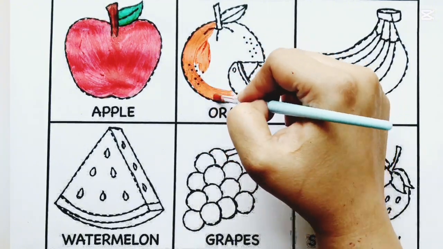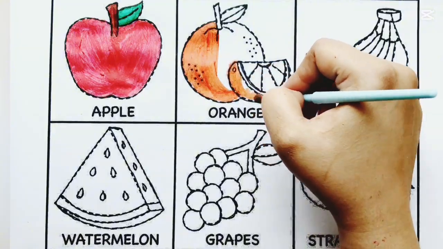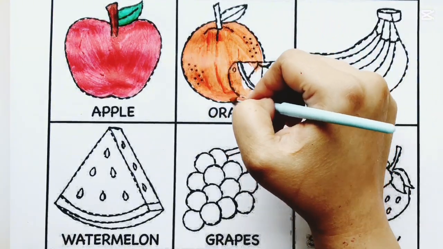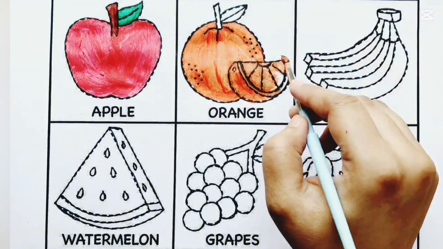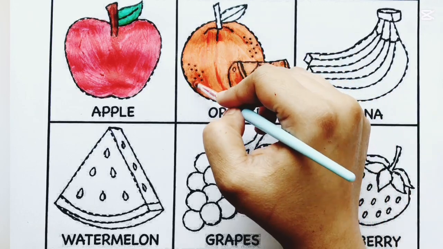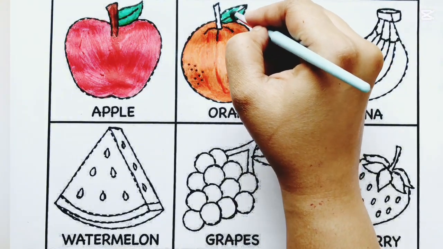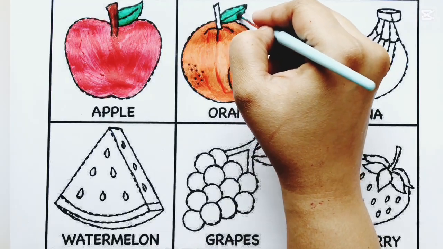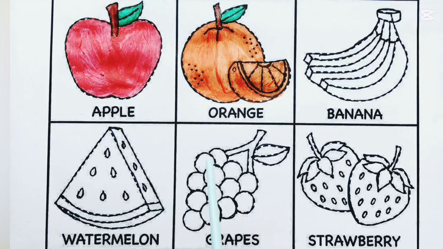Orange color. O for orange. O R A N G E. Orange. O for orange.